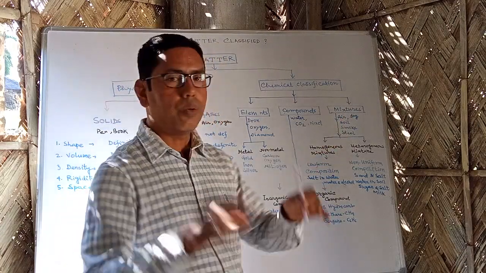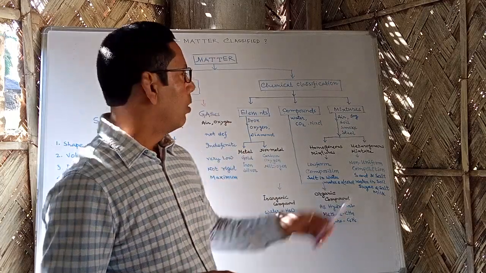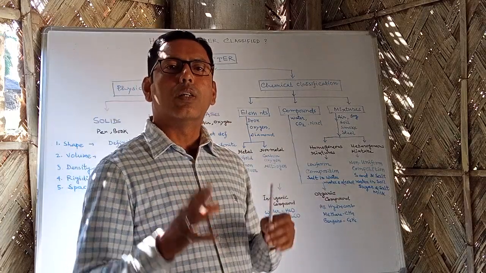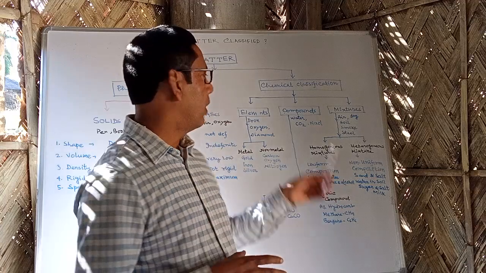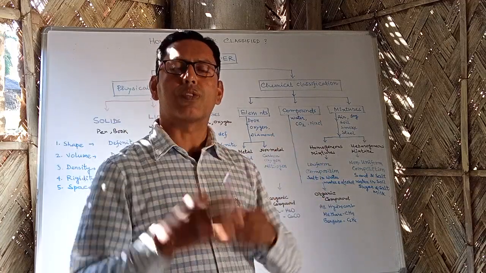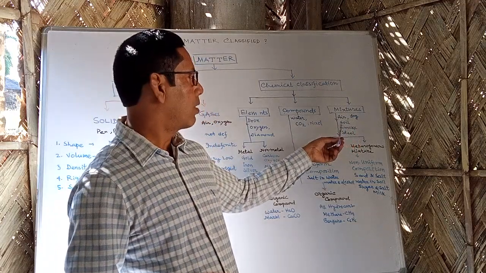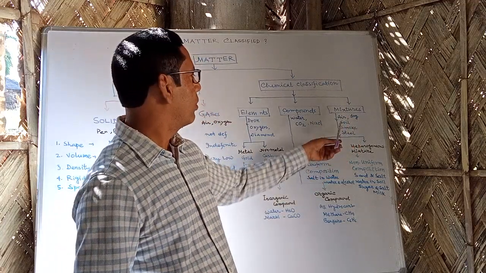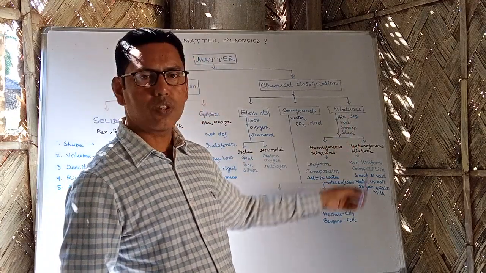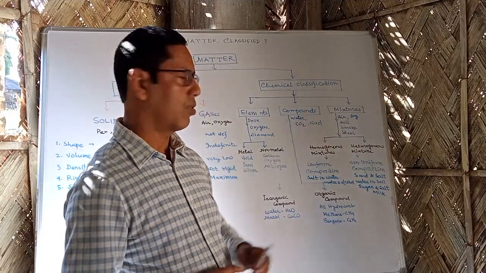Then another is mixture. A mixture is a combination of elements, compounds, or substances. Air is a mixture. For example, fog is a mixture, then soil is a mixture, smog is a mixture, steel is a mixture, all are mixtures.